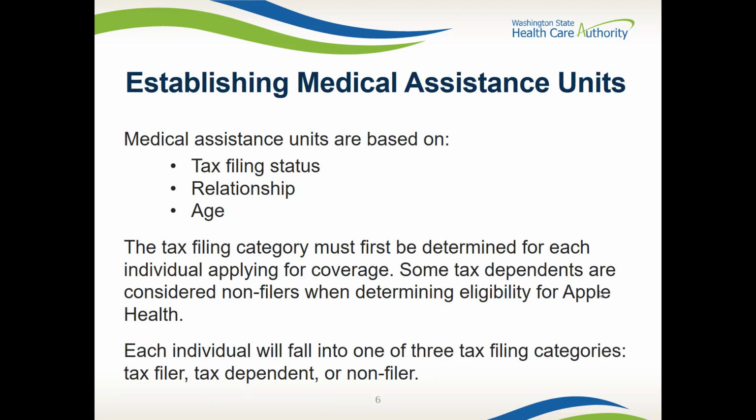Medical assistant units are based on tax filing status, relationship, and age. The tax filing category must first be determined for each individual applying for coverage. Each individual will fall into one of the three tax filing categories: tax filer, tax dependent, or non-filer. However, some tax dependents are considered non-filers when determining eligibility for Apple Health.